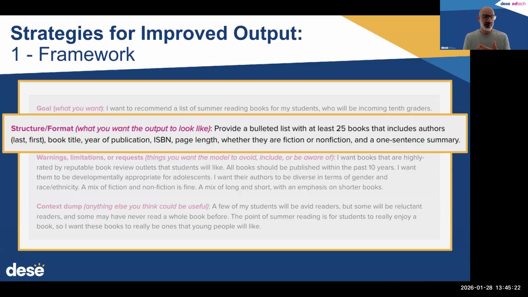When I use these models, I like to ask for tables where I might say in column 1 is the author name, in column 2 is the book title, column 3 is the year of publication, and so forth. So I get this really structured output that's easy for me to analyze and work with. You can experiment with both of these approaches.